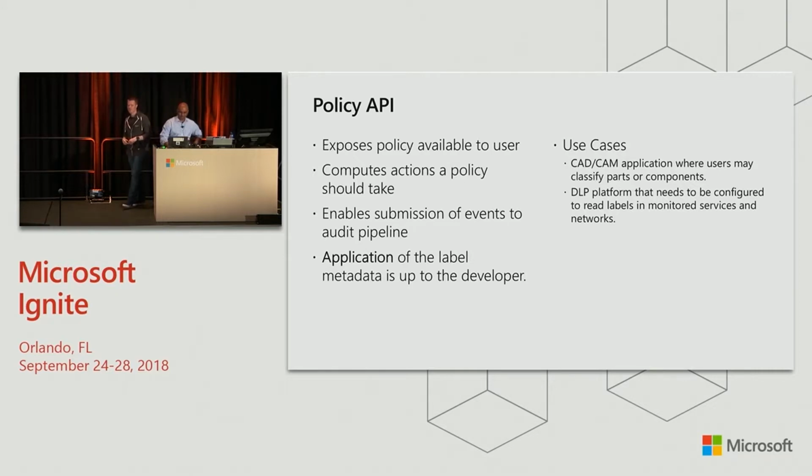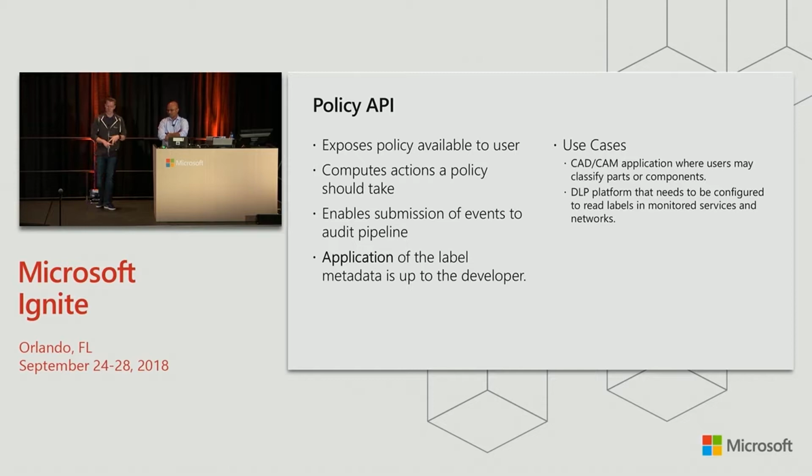So the next API that we have is our policy API. The policy API is what allows you as an application developer to pull labels from the service and then decide what those labels should do within your application. This doesn't touch any files. It doesn't provide any encryption. It exists primarily for two reasons. One is to list the labels available to a user, and the other is to compute the actions on those labels, and I'll show you here in a minute what that looks like.